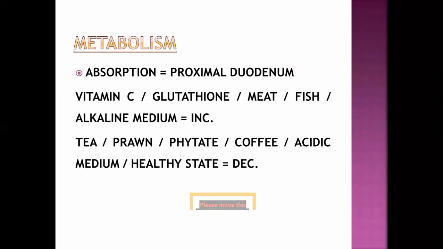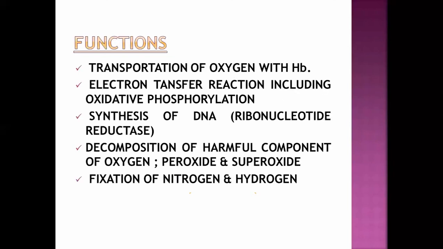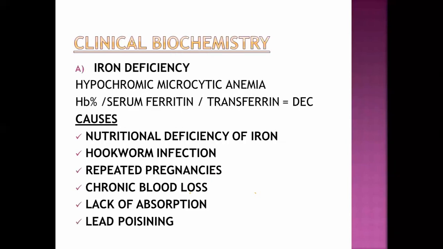Metabolism: iron is absorbed at the proximal part of the duodenum. Which factors increase and which decrease absorption? Vitamin C, glutathione, meat, fish and alkaline medium increase it. Tea, plant phytate, coffee and acidic medium decrease the absorption. Then functions: transportation of oxygen, electron transfer reactions, synthesis of DNA, decomposition of harmful compounds, fixation of nitrogen and hydrogen. Iron deficiency or excess: deficiency causes hypochromic microcytic anemia.